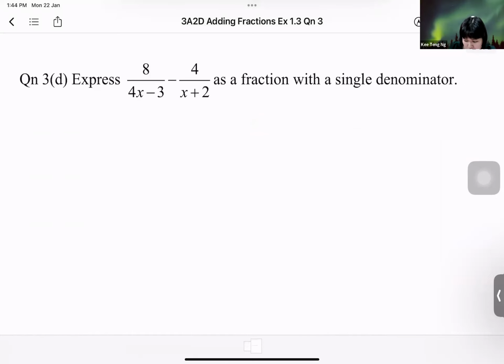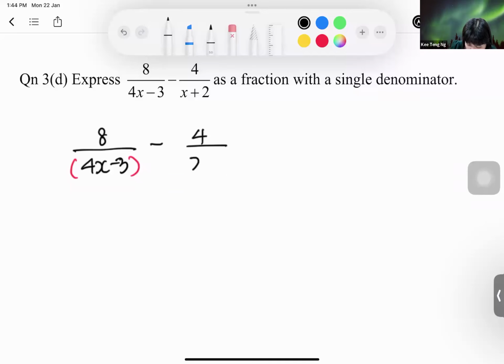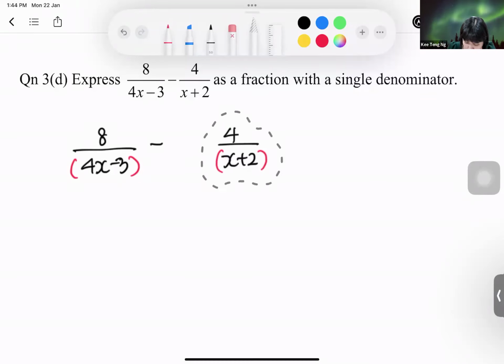Express the following as a fraction with a single denominator. Notice again, this is 8 over x minus 3. This is the whole term on its own, totally different from 4 over x plus 2. These denominators are different. Okay, so let me shift over a little bit.